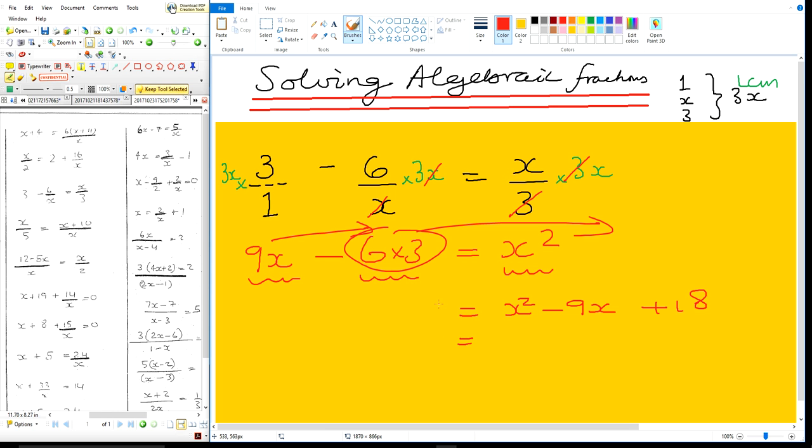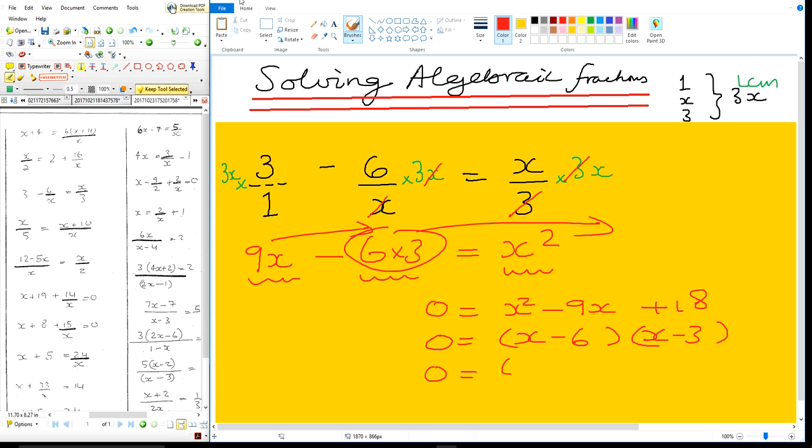So we need to obviously solve this, but before we solve it, we need to factorize it. So we're looking for two numbers that will multiply to give you 18, and when you add them up will give you minus 9. So that will give you x minus 6 and x minus 3. Now that we've got the right numbers, we can now proceed to solving it.